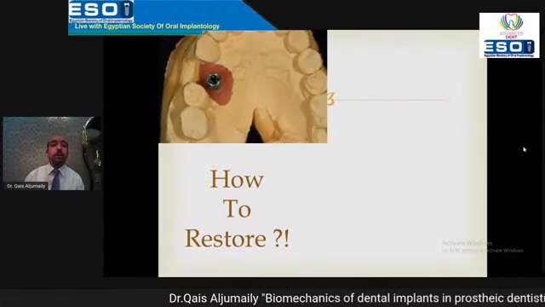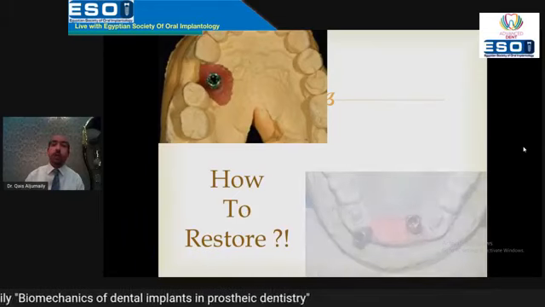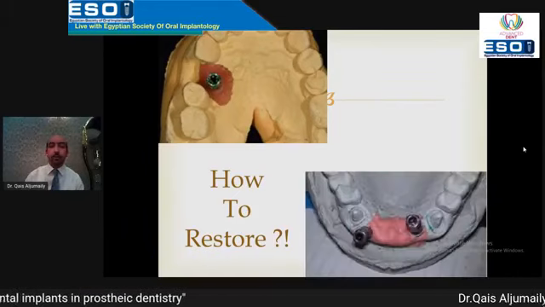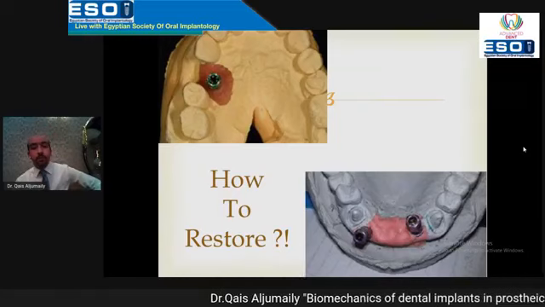Now, if we have such a case, how can we restore it, how can we place our prosthesis? This is another case. How can we make our impression?